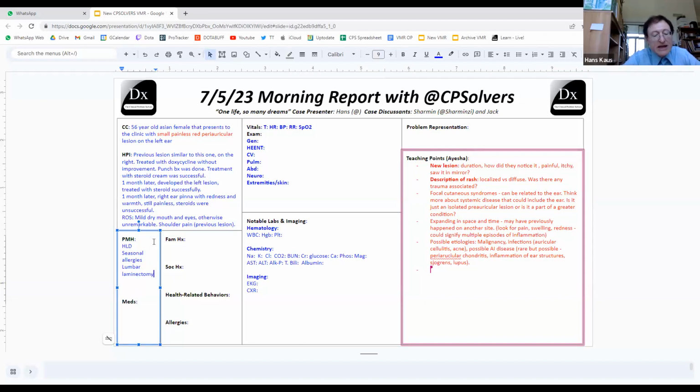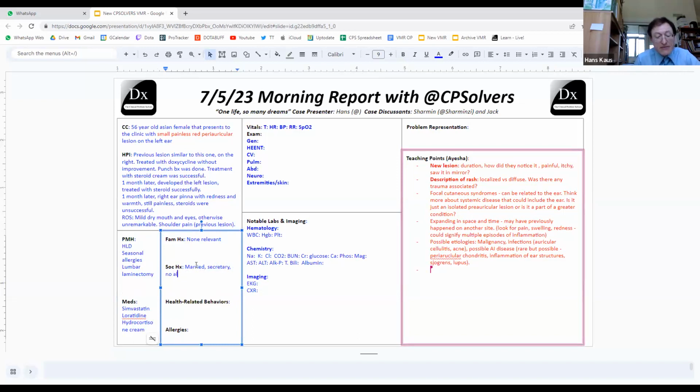Medications, only simvastatin for her hypercholesterolemia, loratadine for seasonal allergies, and the most recent one, hydrocortisone cream. Family history is unremarkable. There is nobody in the family who had anything like this before. Social history is unremarkable, married and works as a secretary, denies alcohol, tobacco, or illicit drugs.